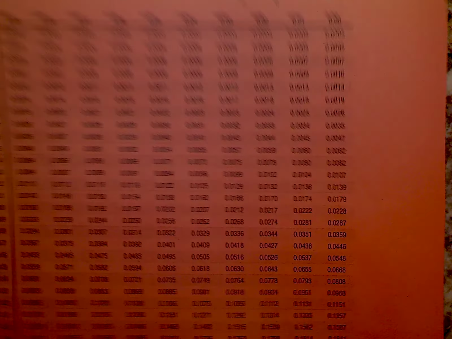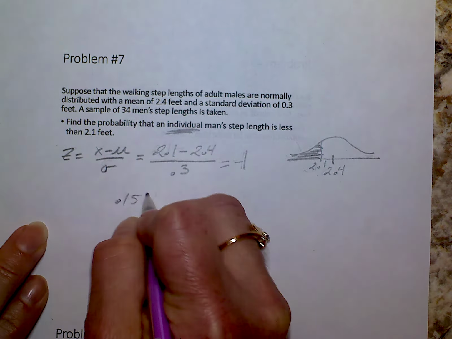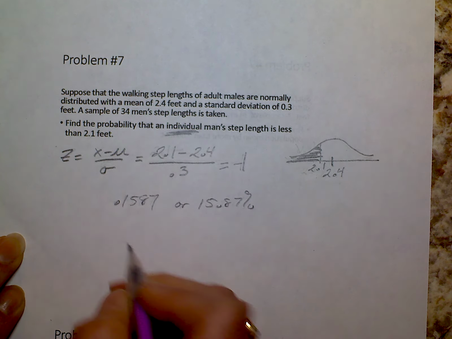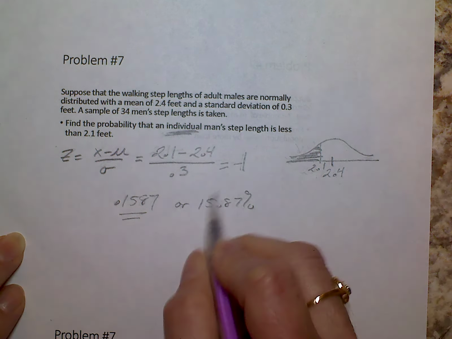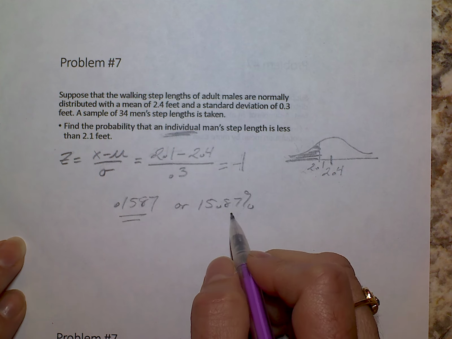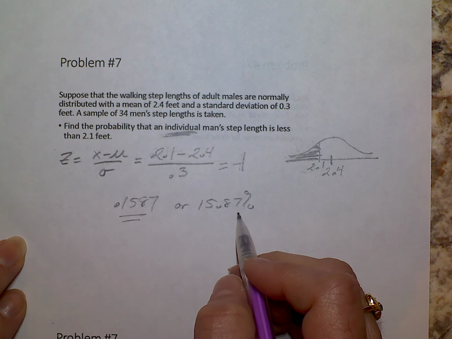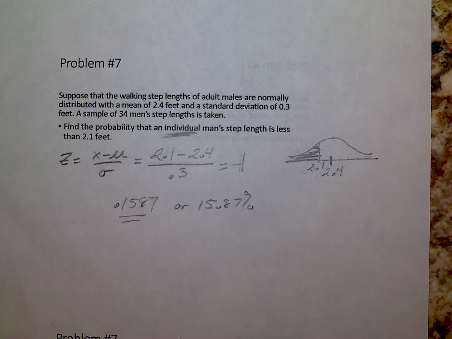We're going to head over to the table, and at negative 1.0, here we are, 0.1587. 0.1587 is the same thing as 15.87%. I think in the Hawks system, when you do your homework, it wants it as a decimal. This is just giving meaning to it. The chances of you grabbing some random person off the street and taking his step length and it being less than 2.1 feet is about a 15% chance. So that's what that means.